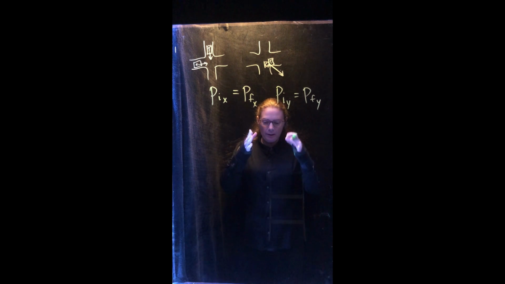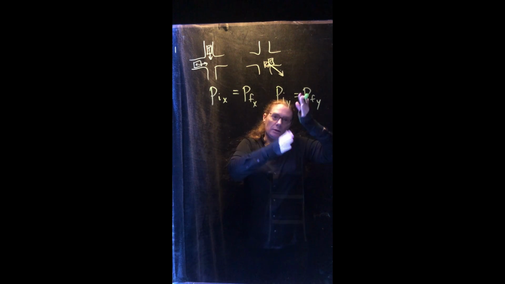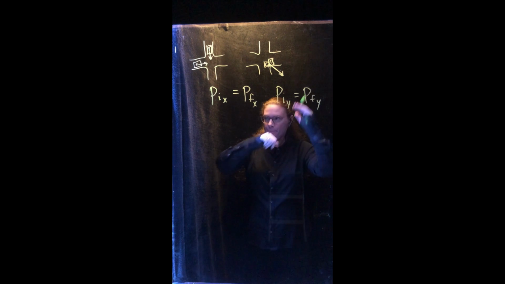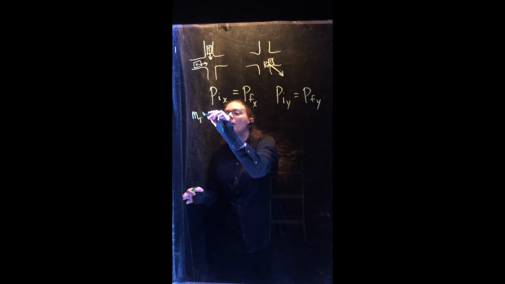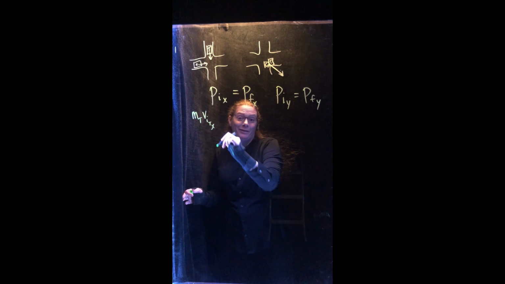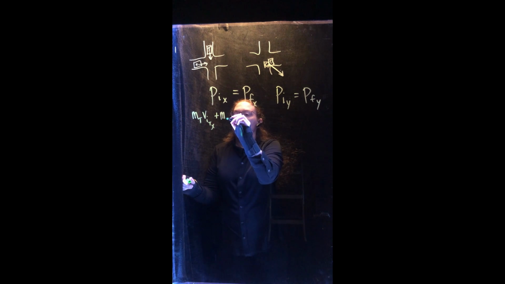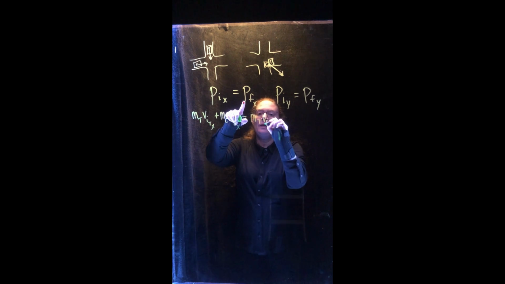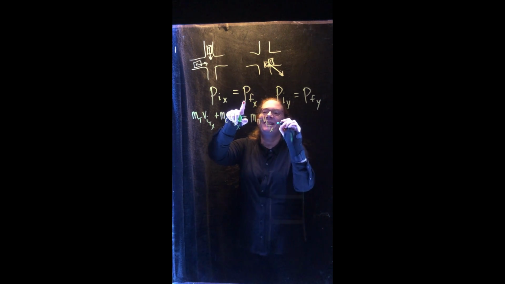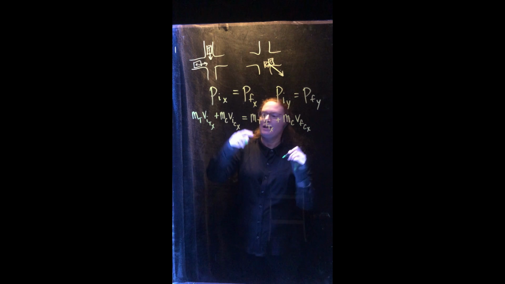It's the same process, the same math. All you have to do is separate out everything that's happening in the x direction. Only treat the x direction here, and then separate out what's in the y direction. Only treat the y direction here. So what does it look like? We have the mass of the truck, V initial truck in the x direction, plus mass of the car, V initial car x direction, equals mass of the truck, V final truck x direction, plus mass of the car, V final car in the x direction.